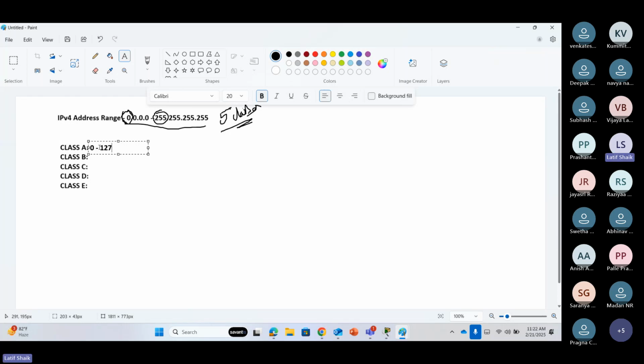Okay. The range is 0 to 127, 128 to 191, 192 to 223, 224 to 239, 240 to 255. Okay. So these are the actual ranges of each class. See, it starts with 0 and ends with 255. So class A is 0 to 127, class B is 128 to 191, class C is 192 to 223, class D is 224 to 239, class E is 240 to 255. So this is the entire class.